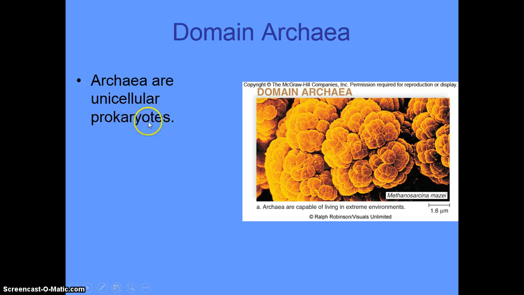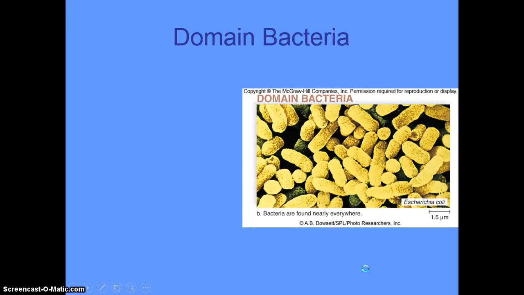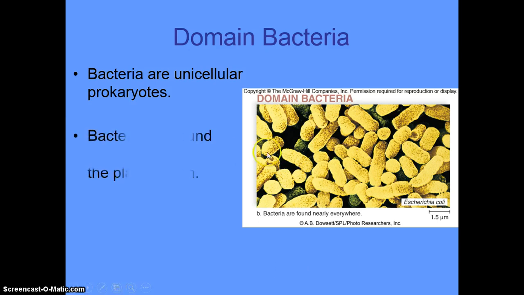So these are early cells that have no nucleus that is membrane-bound. They can be found in environments that are really too hostile for other life forms, such as thermal vents or polar ice caps. The domain Bacteria, these are also unicellular prokaryotes. So they're like the Archaea, but they are living everywhere, not in odd places like thermal vents and polar ice caps. But still, they're prokaryotic, no membrane-bound nucleus.